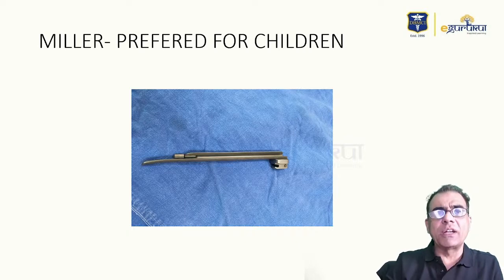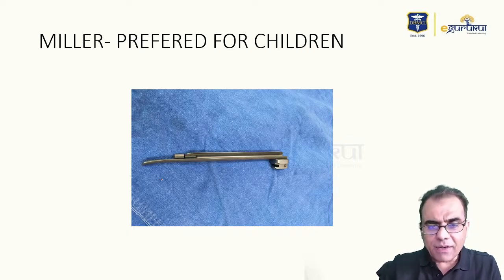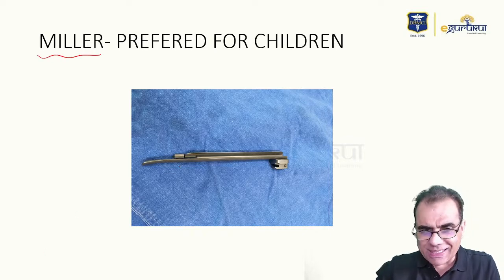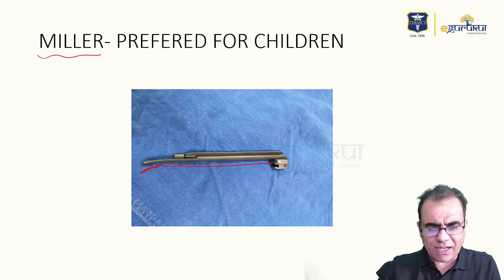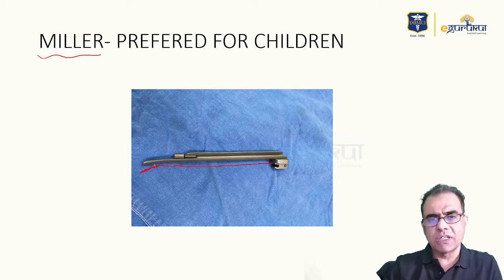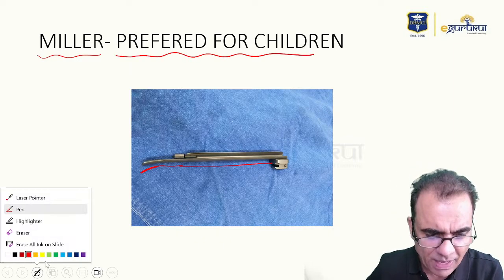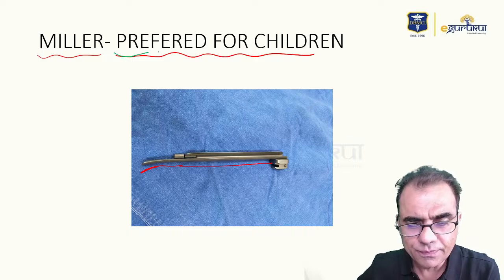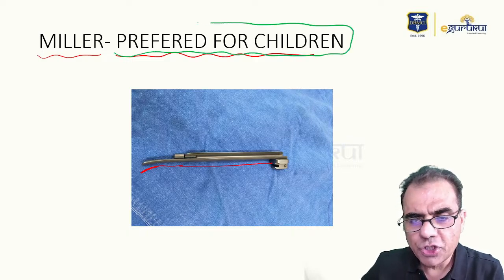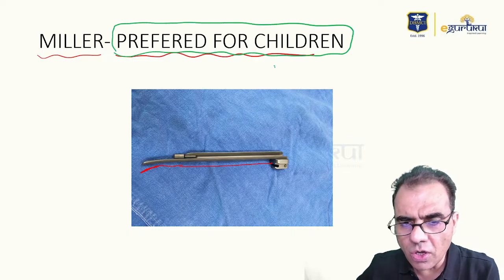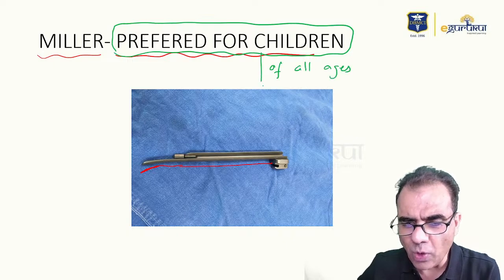Second is the straight blade. That is Miller. You can see it's a straight blade, almost straight. Just at the end there is a curve, otherwise it is almost straight, and it is used for children. I will use a green pen here. Children of all ages.